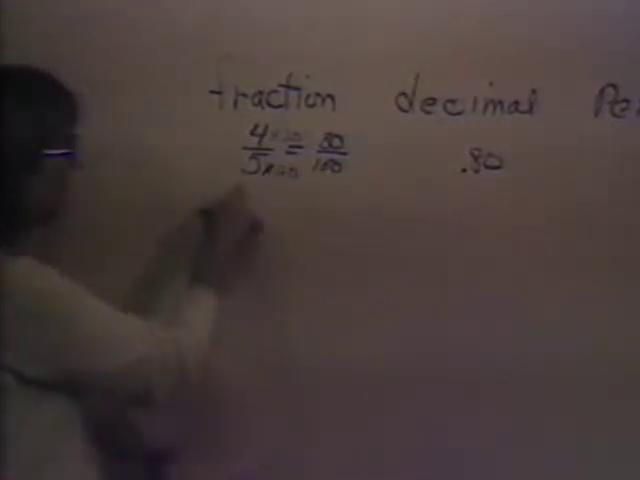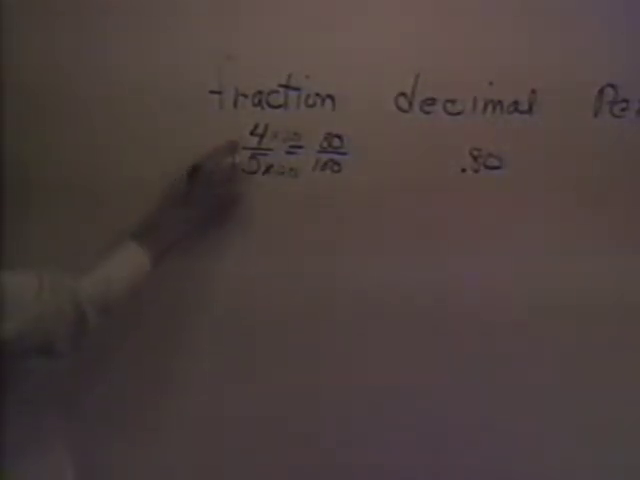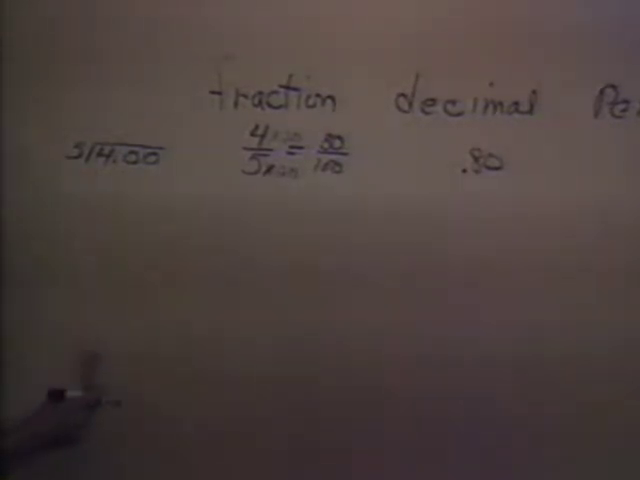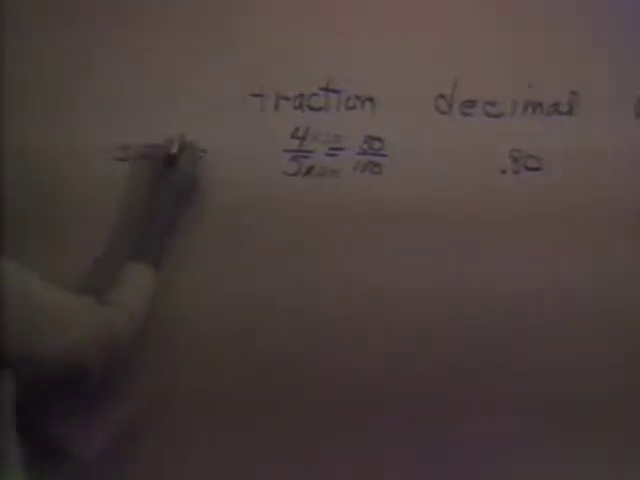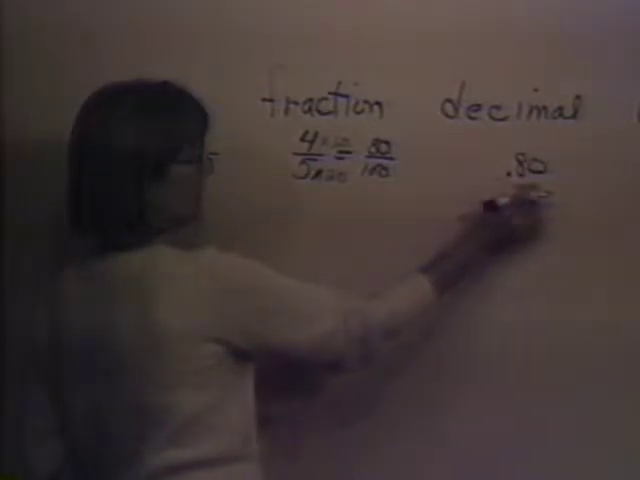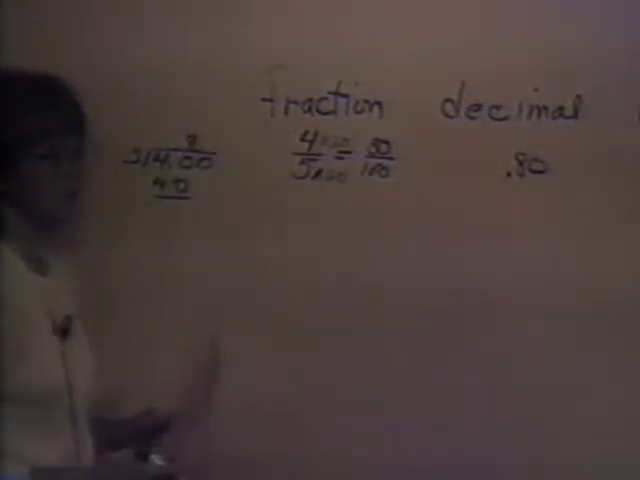Okay? But if you have a number that's not easily changed to 100, you can find the decimal by dividing the denominator into the numerator. So that would be 5 into 4. Put our decimal and add a 0. Now, since we're going to deal with percent, we can take it out to 2 decimal places because percent means per 100. So 5 into 40 will go 8 times, and it goes 8 exactly. So we can write our decimal either as 0.80 or 0.8.